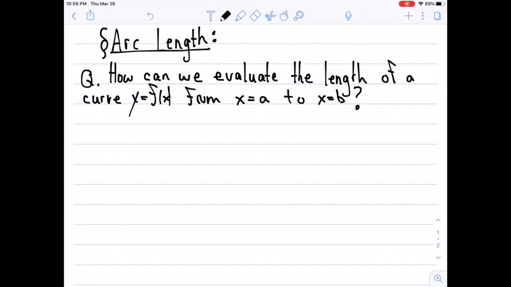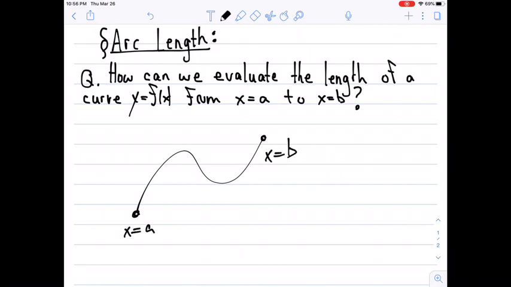Okay, so today we're going to look at arc length, and the basic idea is this question: how can we find the length of a curve y equals f of x from x equals a to x equals b? So if we have some smooth curve like this, the problem is if I start over here with x equals a and I end over here with x equals b, what's my length?